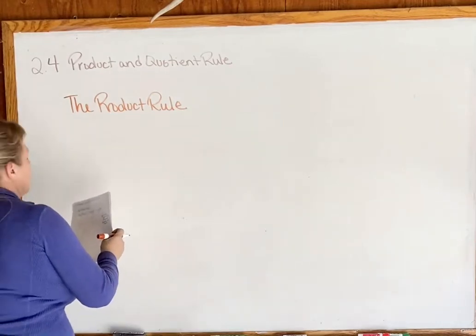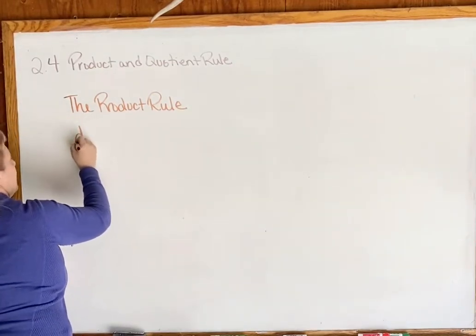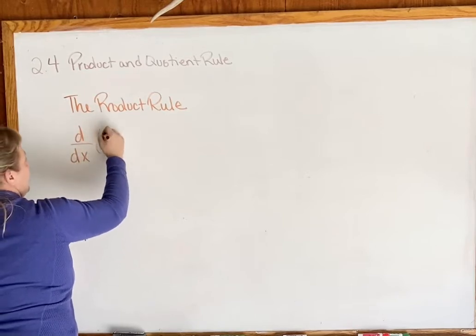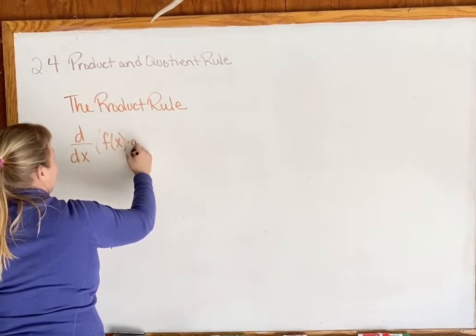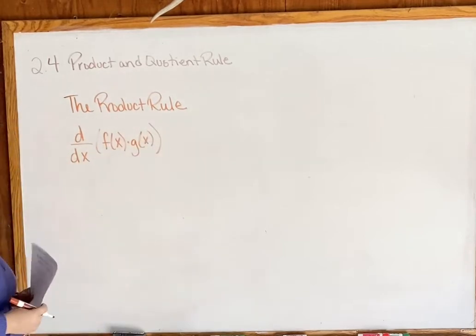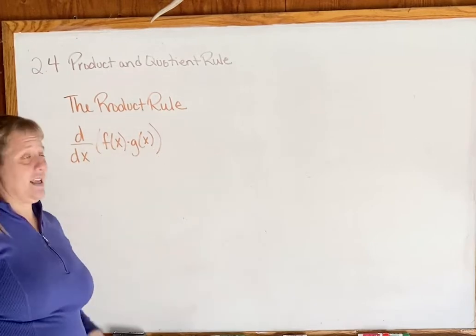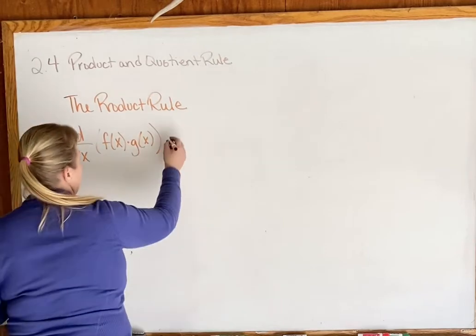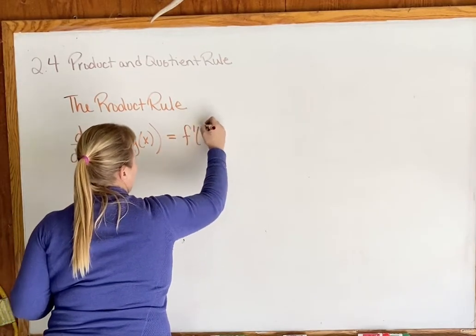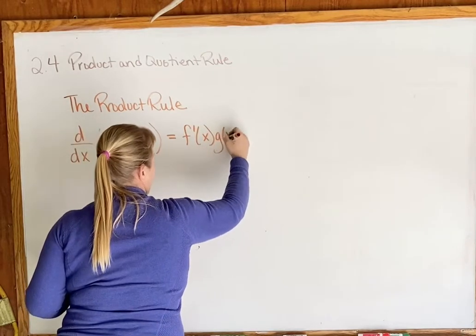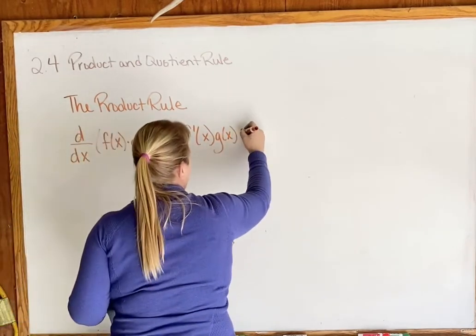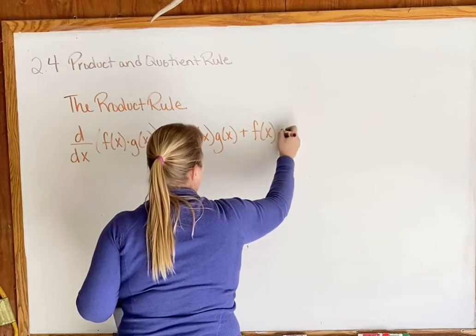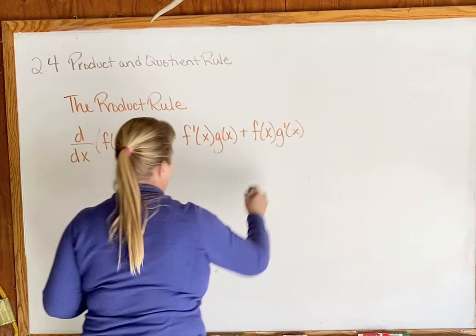The product rule says that if you want the derivative of two functions that are multiplied together, so you're asked to find the derivative of f of x times g of x, the problem is that it doesn't work the way you want it to. You don't just take the derivative of each one separately. It has a formula to it. We start by taking the derivative of the first guy times the original second guy, plus leave the original first guy times the derivative of the second guy.